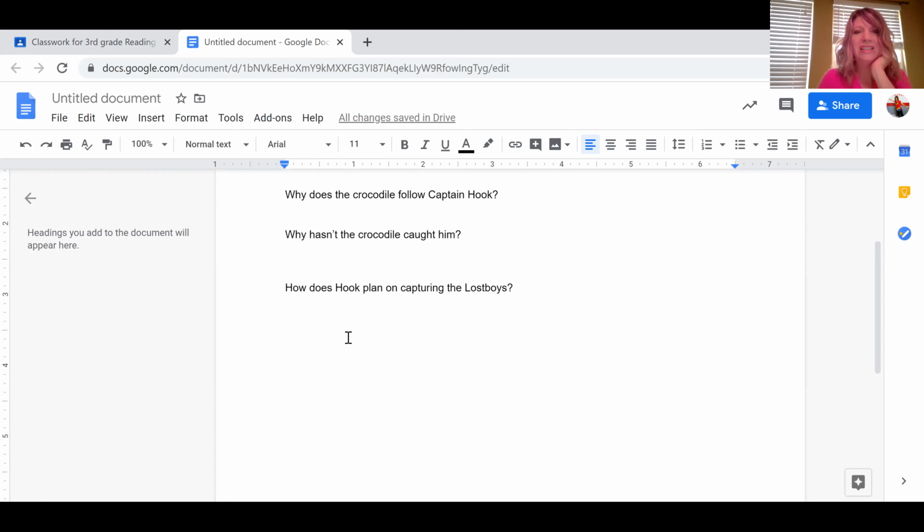And what does Captain Hook plan? He said, I know how to catch those lost boys. I've got a plan. So what was his plan? How was he going to trick those lost boys? I'm going to tell you, if he did to me what he was planning to do to those lost boys, you guys know I would have fallen for it too.